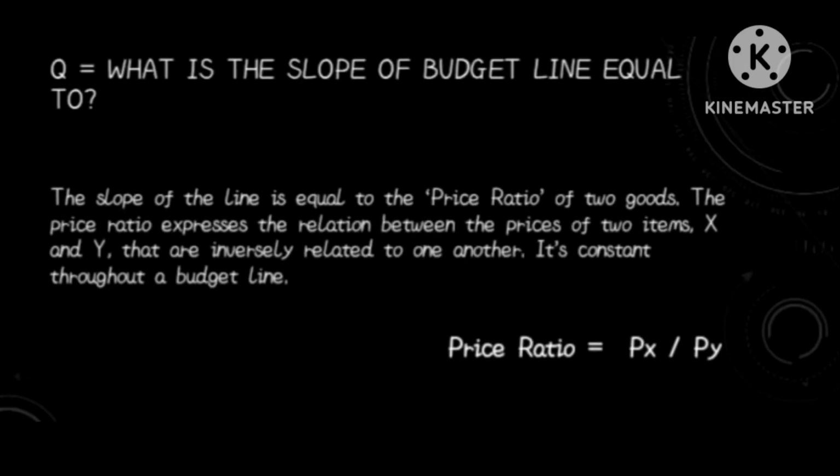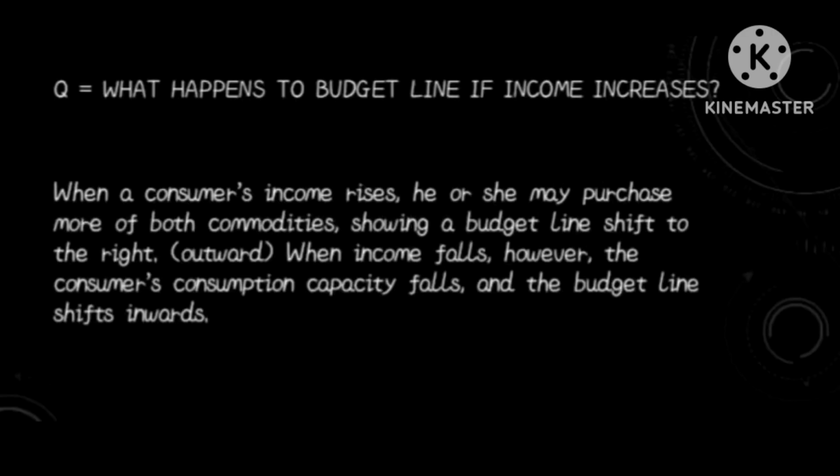And what is the slope of the budget line equal to? The slope of the budget line is equal to the price ratio of the two goods. The price ratio expresses the relationship between the prices of two items X and Y, which are inversely related to one another. It's constant throughout a budget line, and you all know that the price ratio is Px over Py.